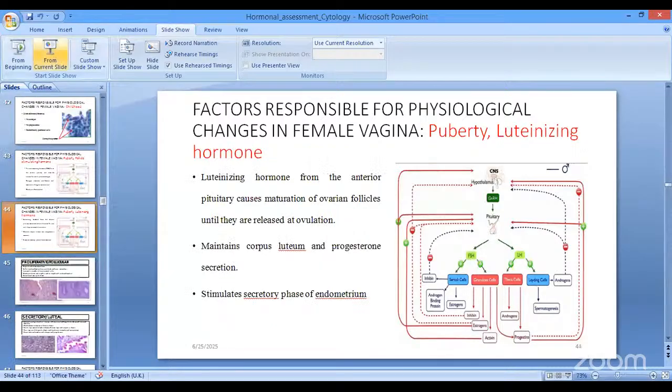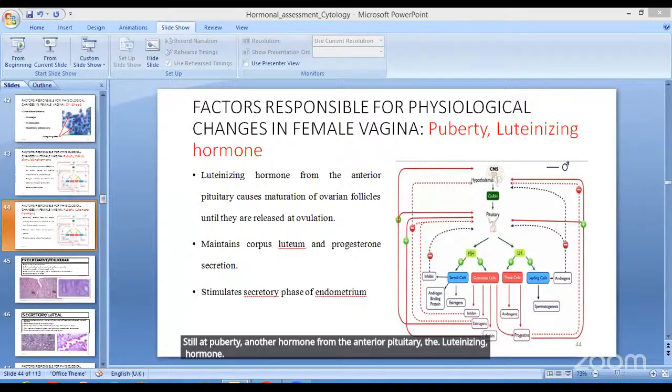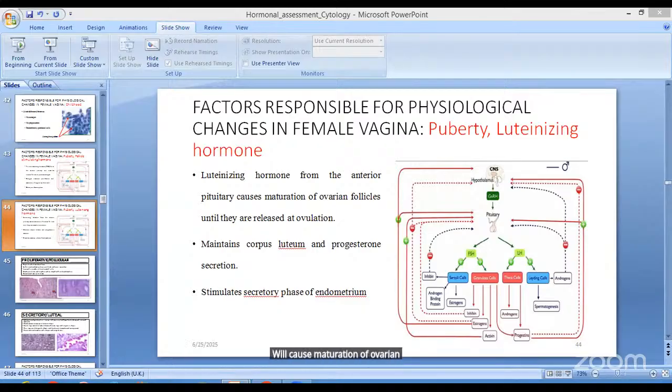Still at puberty, another hormone from the anterior pituitary, the luteinizing hormone, will cause maturation of ovarian follicles until they are released at ovulation. It's always a progesterone, estrogen interplay. Estrogen will first have the upper hand, and later progesterone will rise and pick up to its peak post ovulation, where it has its own maximum effect.